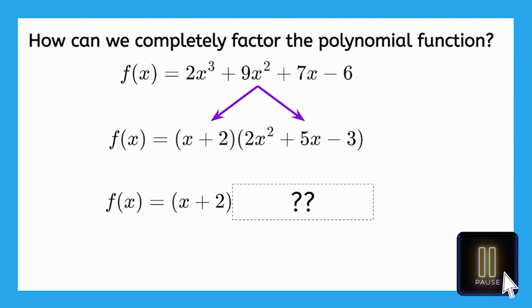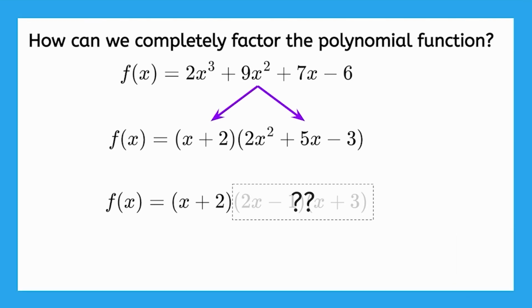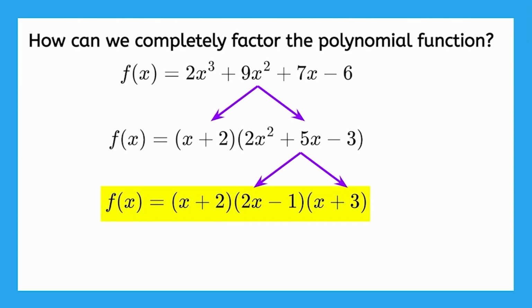Okay, how did you do? I factored the quadratic into two more linear factors, 2x minus 1 and x plus 3. Now that all of our factors are linear, we know that f of x has been factored as much as possible, and this is its completely factored form.